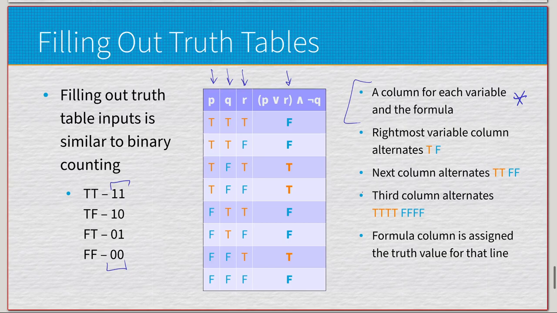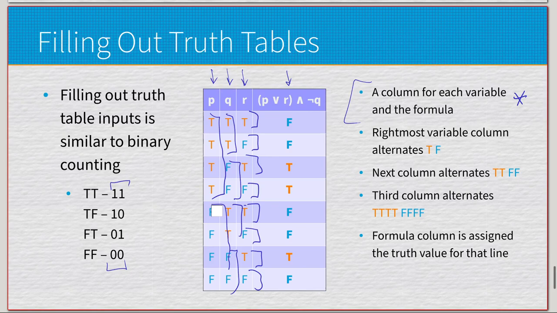Okay, now when it comes to actually lining these up, know that the rightmost variable column will alternate true and false every single time. So we have true and false, true and false, true and false, true and false. So it alternates every single one. Now the next column, the second one, will alternate true, true, false, false. So true, true, false, false, true, true, false, false. Let me rewrite this a little bit. So it alternates every two. Okay, and the third column will alternate every four. So true, true, true, true, false, false, false, false.